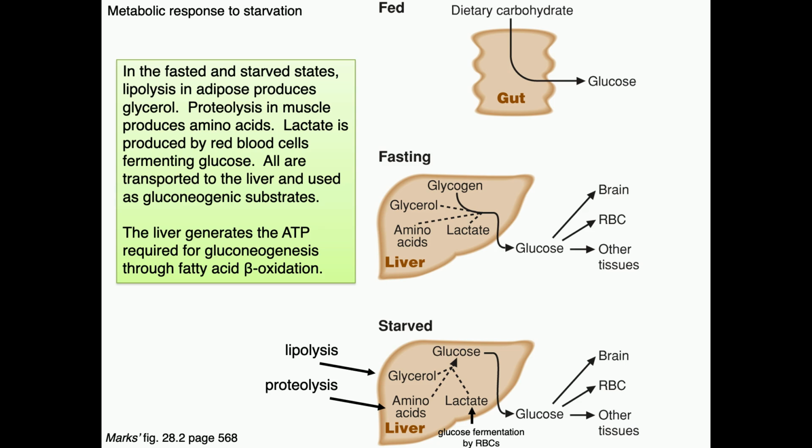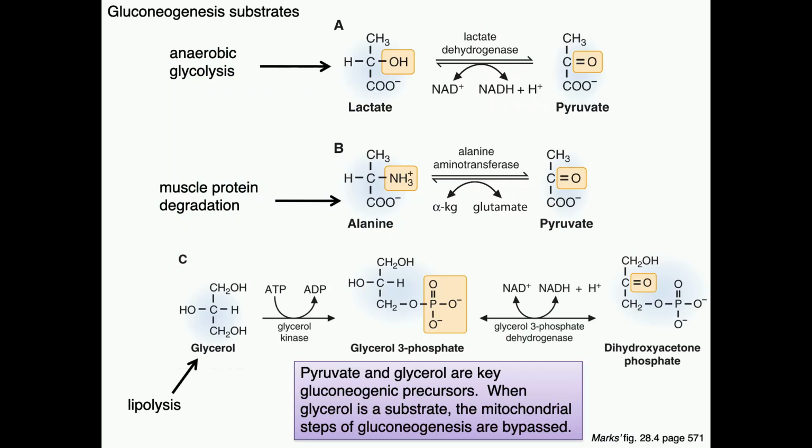So maybe put a little down arrow on this proteolysis for long-term starvation. But just after an overnight fast, we do a lot of protein breakdown. So there's this kind of daily cycle of breaking down protein in the fasted state and building up protein in the fed state. Okay, so let's consider our different gluconeogenic substrates that we can derive from lipolysis, proteolysis, and fermentation.